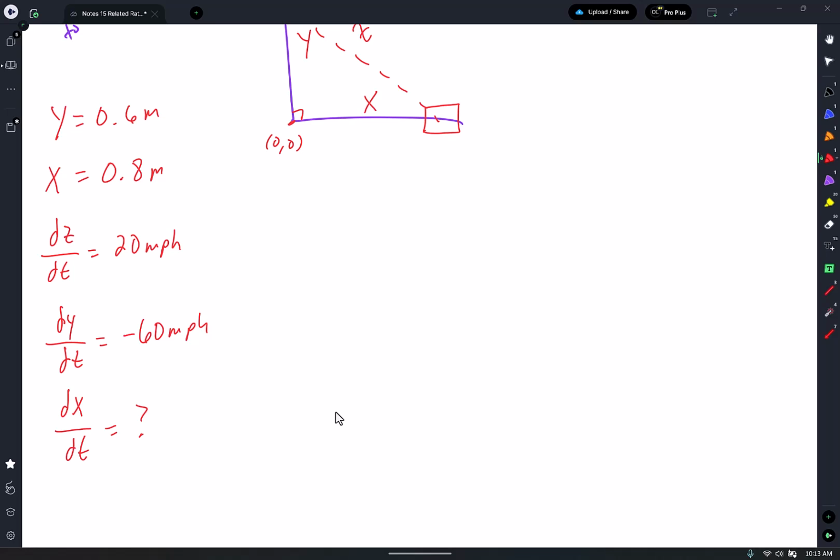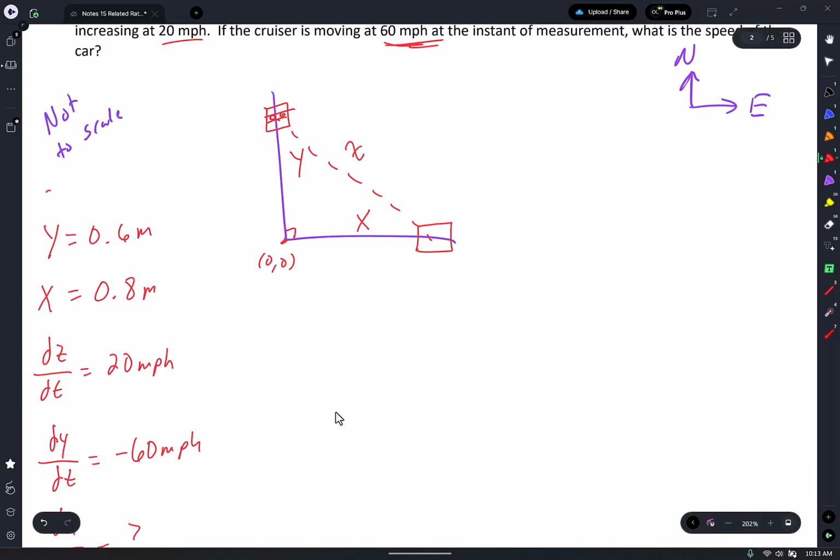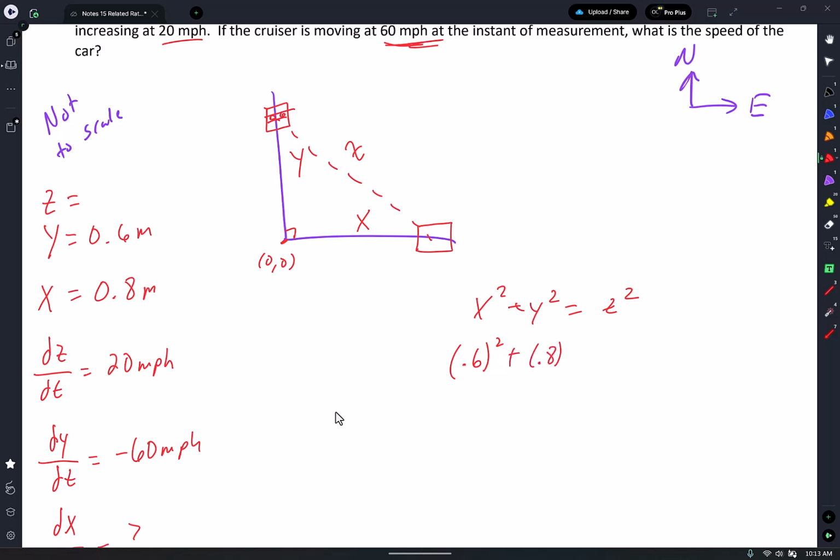Are we still okay, guys? All right. I know what z is before you even start. I know what z is with the Pythagorean theorem. x squared plus y squared equals z squared. So 0.6 squared plus 0.8 squared equals z squared.